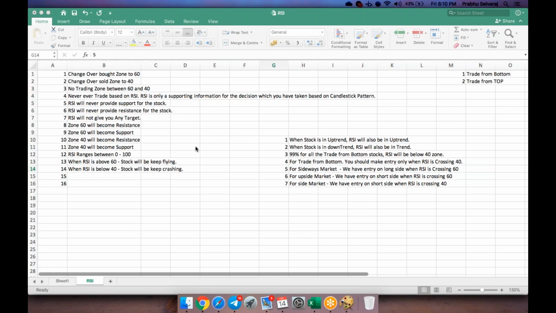When Nifty is a no trading zone between 40 and 60, do I still quit until it moves above 60? If there's a no trading zone between 40 and 60, why will you quit?